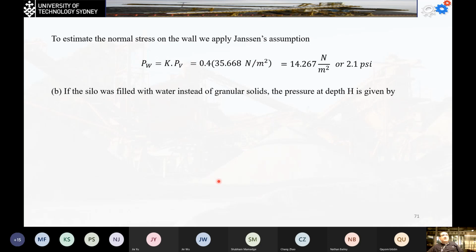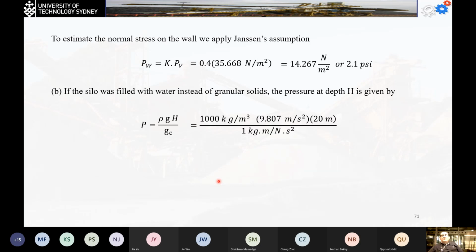So if the silo is going to be filled with water instead of the granules, the pressure given by the depth is going to be equal to the density of the water multiplied by g multiplied by h divided by gc. So the density of the water is going to be 1,000 kilogram per cubic meter. The g is 9.81. The height is 20 meters, and the gc is 1 kilogram meter per Newton per second square. So the pressure, if I'm going to fill with the water, is going to be equal to 196,140, or almost 5 times the pressure we have with the plastic pellets.